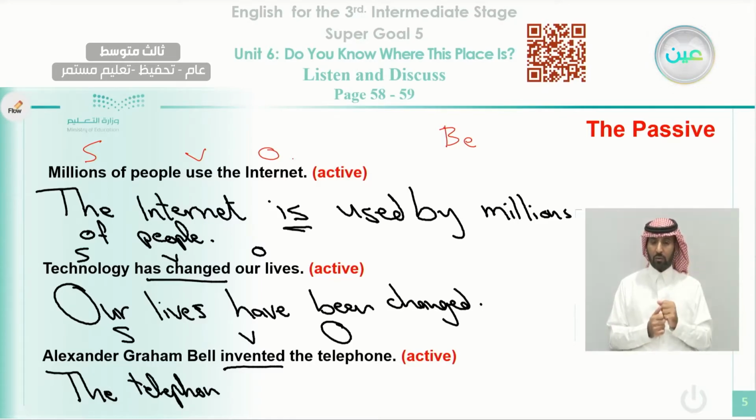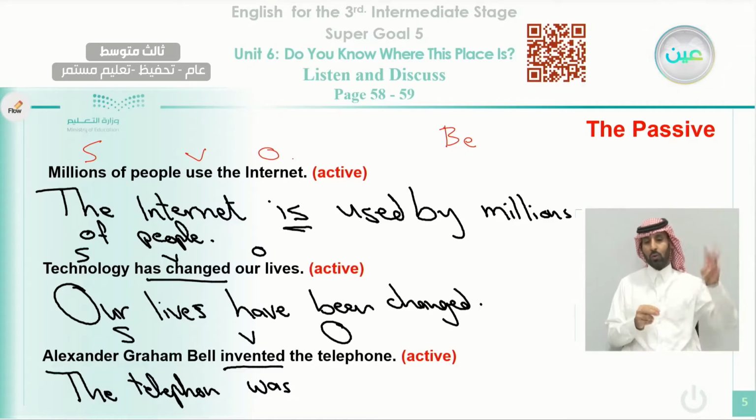And we have to notice what tense we are using here. We are using the past. So what is the best form of the verb be we can use here? We can use was. It is in the past, and the subject here is singular, one. So we use was. If it is more than one, we can use were. I missed E here. The telephone was invented.